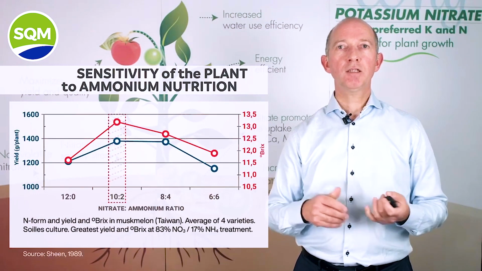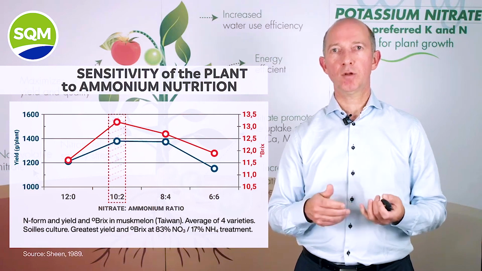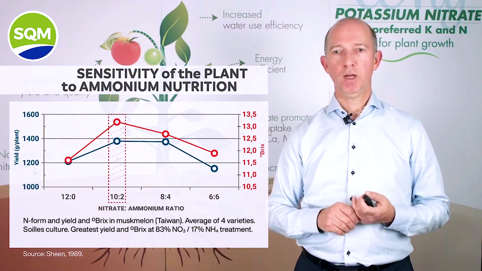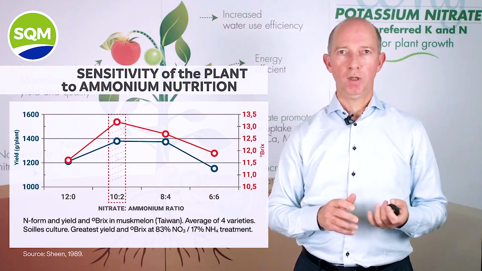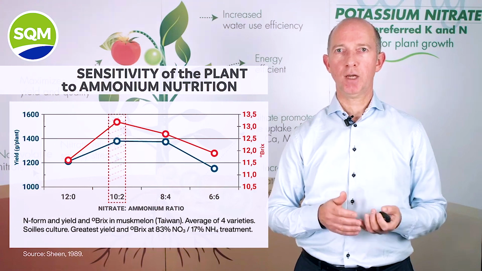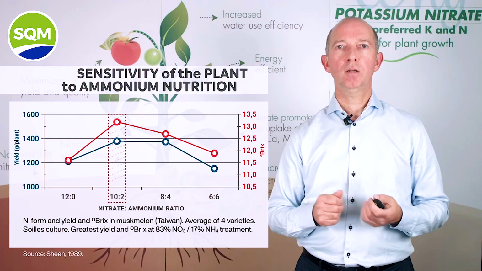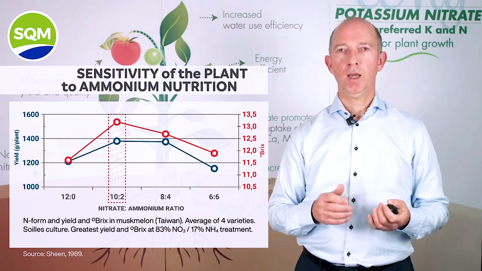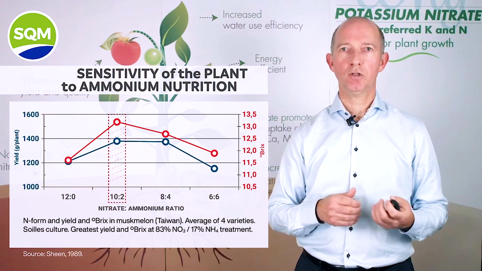Similarly, excess of ammonium reduces fruit yield and fruit quality in terms of Brix of muskmelon. Here again we had a ratio study, and if we look at the x-axis, you see on the left side 12 nitrate to 0 ammonium, 10 nitrate to 2 ammonium, 8 nitrate to 4 ammonium, and a 1 to 1 ratio, 6 of each.